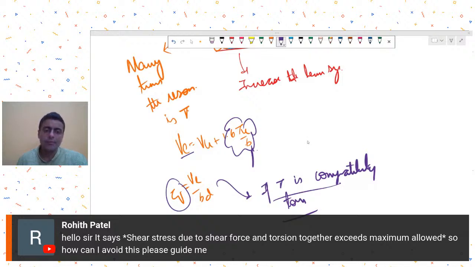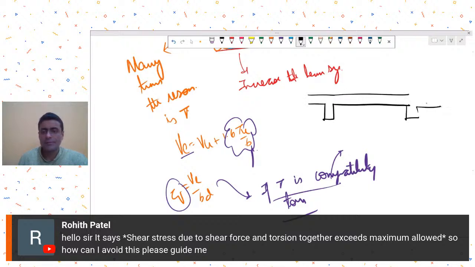How will you investigate it? By understanding the configuration. By compatibility torsion, we mean that if that beam is not able to take the torsion, for example, if this is my section and this was the arrangement, what will happen? The slab will bend more. So the slab bending moment increases because this beam was not able to take the torsion. So this is a case of compatibility torsion.